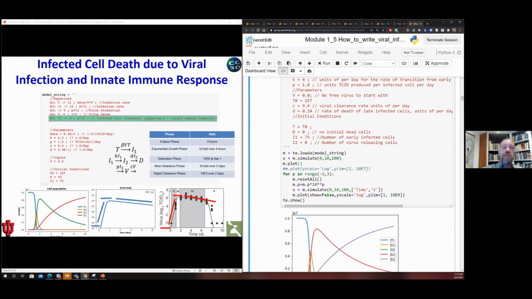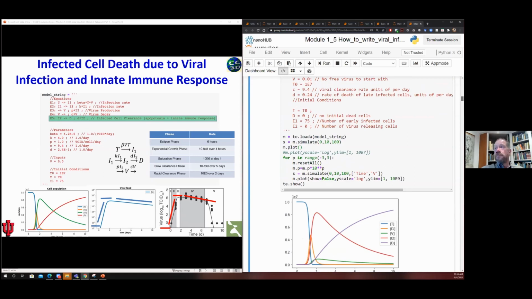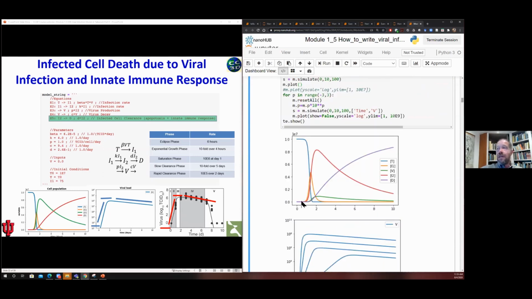It looks sort of different on a linear scale. What I see again is this rapid peak of the early phase that's not affected by the death. The I2 cells come up and then decay. The amount of virus is much lower than it was before, and it comes up and then it goes down. And of course, once the cells are dead, they stay dead, so they don't come back.